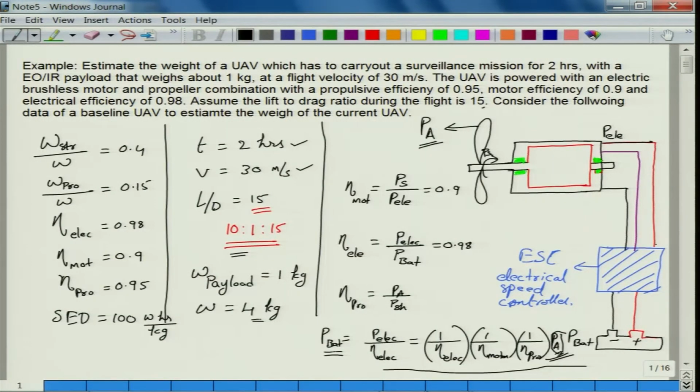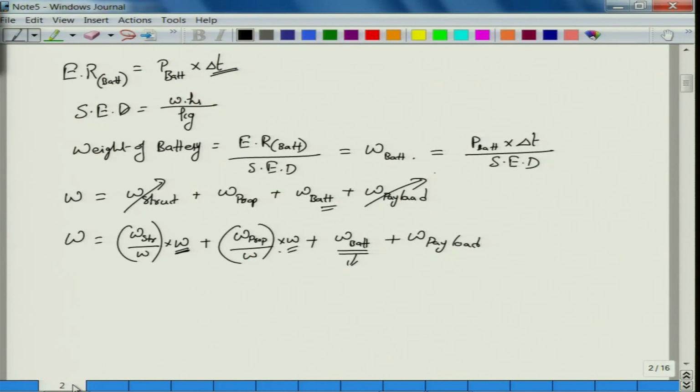what is the power that I need to deliver from the battery for this particular mission requirement, and it is very clear that if I know that battery power required, I will know what is the battery weight. So, I can update this battery weight and get the new weight here, is not it? Okay. That is what I am trying to do here.